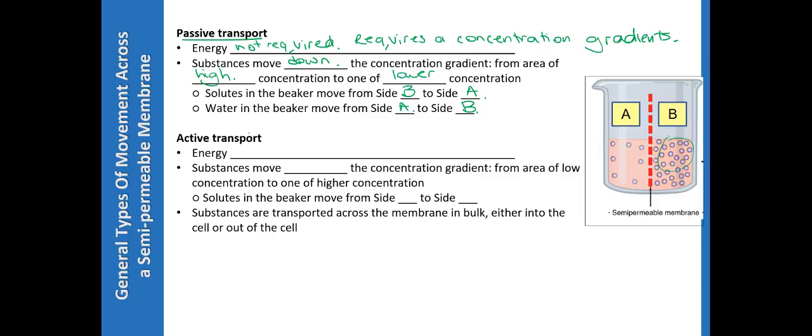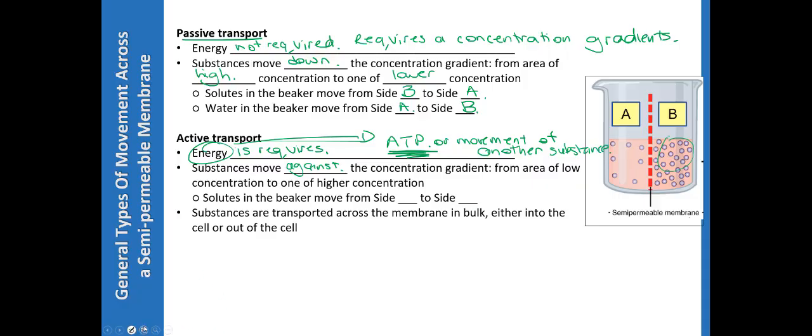Active transport, on the other hand, requires energy. And that's because active transport goes against the concentration gradient. So the energy that's required in active transport can take the form of either adenosine triphosphate or the energy released by the movement of another substance. And we're going to talk about that in the next few slides.